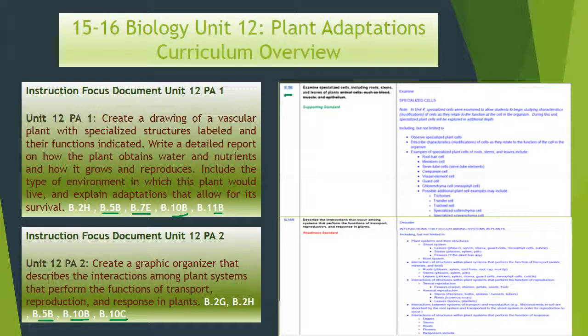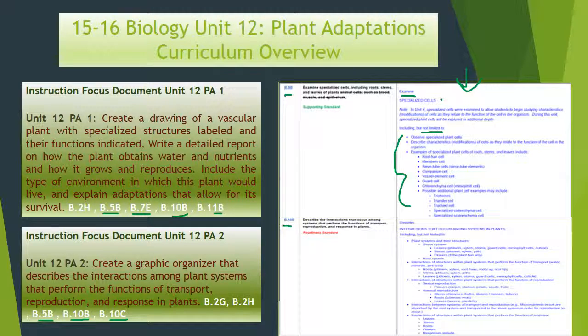B5B is here. It has the verb examine, and because it says your verb is to examine, there should definitely be lab investigations occurring to examine specialized cells, and these are the different types of specialized cells that are included. But again, it says including but not limited to. I know it's a little blurry, but you can look in the IFD and see it more clearly for yourself.